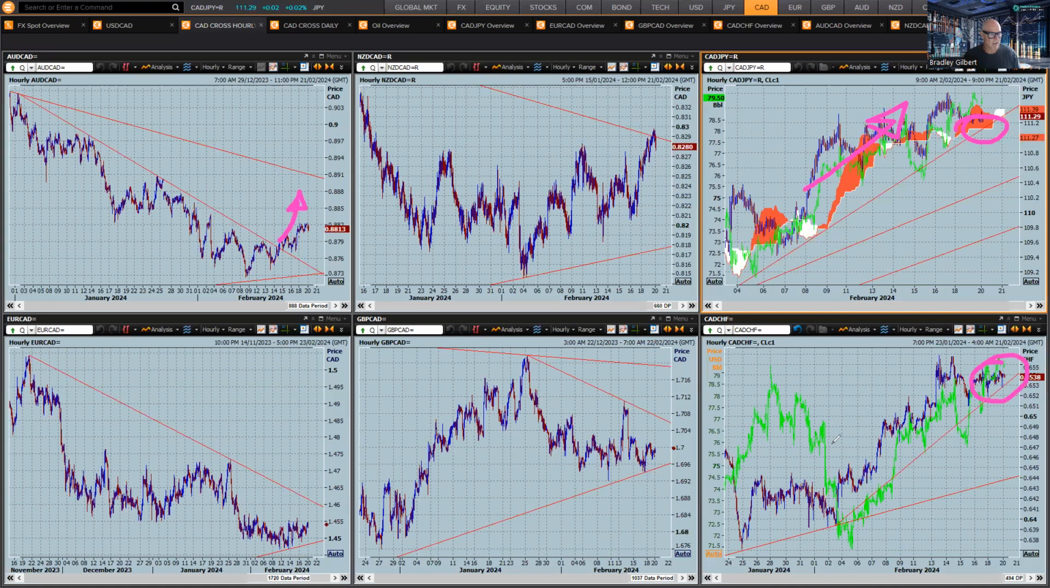CAD Swiss, well, once again, it seems to be tracking oil. So you know what? Stronger. Actually, this goes for CAD yen as well. Stronger Canadian inflation numbers. You know what? Maybe we buy CAD yen and CAD Swiss because those two pairs are trending the nicest out of all of them. All right. That's the way I see it.